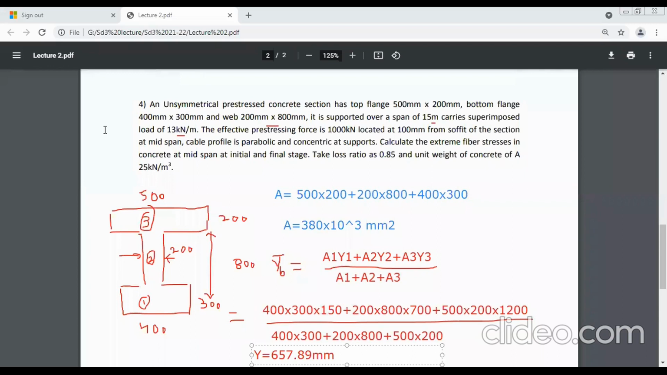So then what, same answer? We'll write here: this one, y bar is equal to 657.89 mm. Student, we got the same answer.